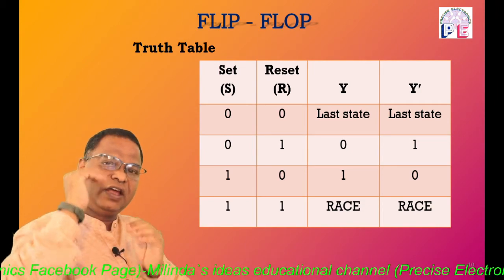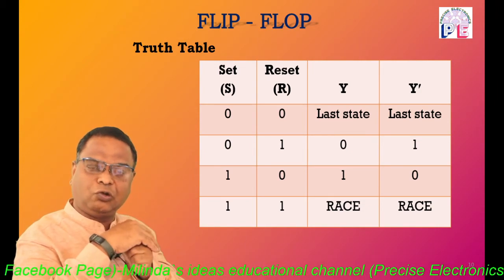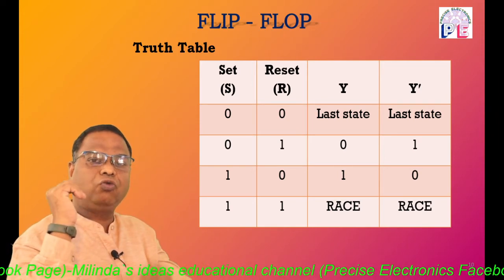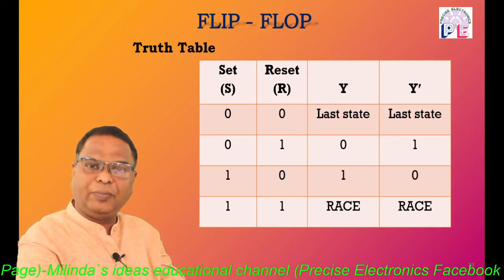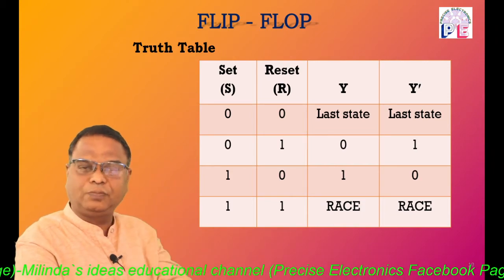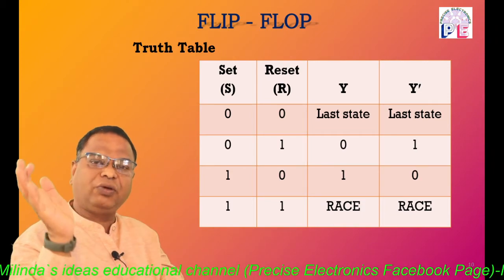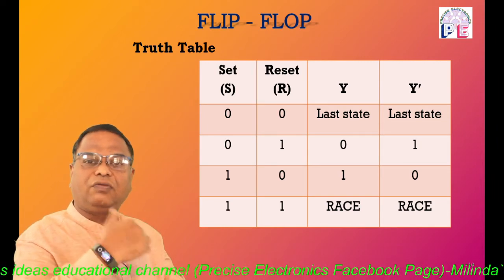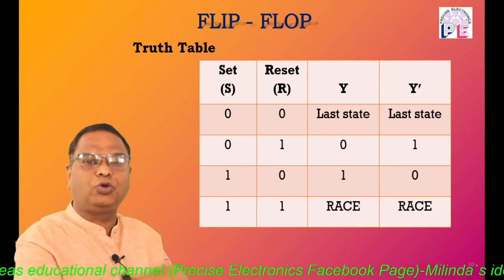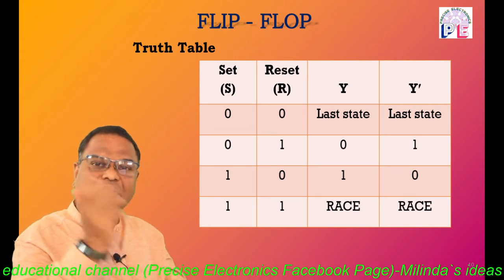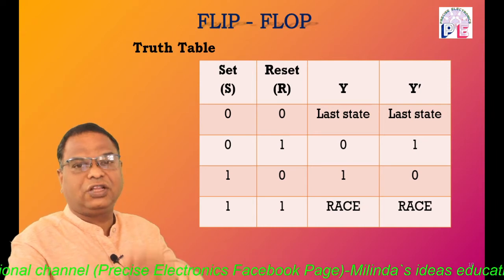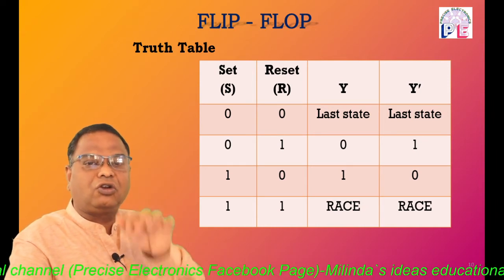When set input is high, reset input is low, now the flip flop is in set mode. Hence, the outputs are now Y is equal to 1, Y complement is 0. So flip flop is in set mode. And the last condition, that is when both set and reset inputs are high, both are 1, 1, the flip flop is in forbidden state. The output is unpredictable. The state is known as a forbidden state, or it is known as a race condition. So that is RS flip flop by using NOR gate.